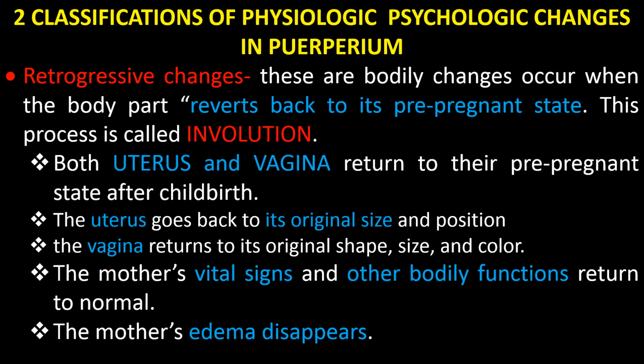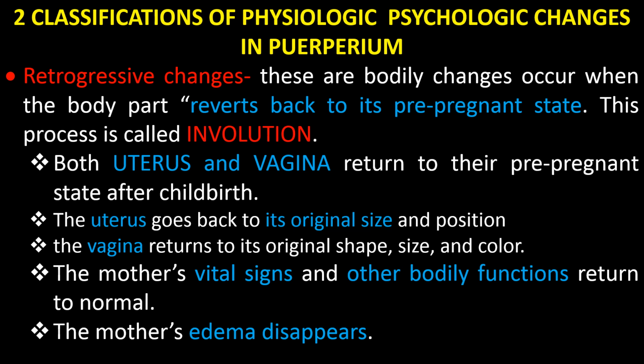Next, the uterus goes back to its normal original size and position. The vagina can also return to its original shape and size and color. And the mother's vital signs and other bodily functions also return to normal. Hindi na siguro bago sa inyo kung makarinig kayo ng mga pasyenteng nagsasabing, "Sir, alam niyo po ba nagkaroon ako ng high blood nung ako ay nabuntis?" And that's normal. Pwedeng magkaroon talaga ng high blood yung mga pasyente natin pag sila ay nabubuntis.